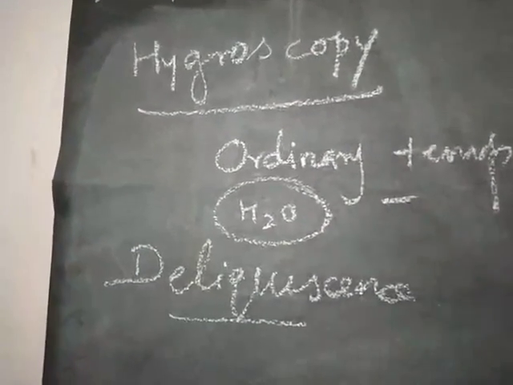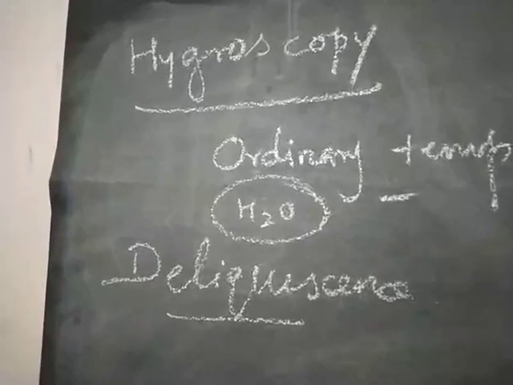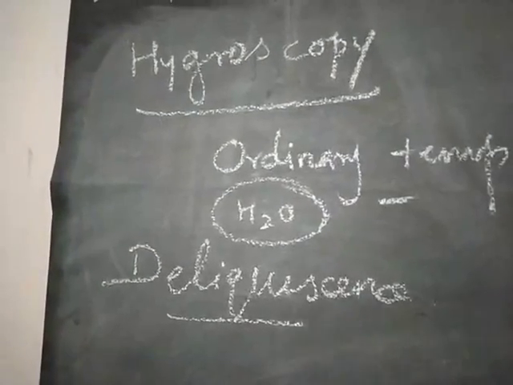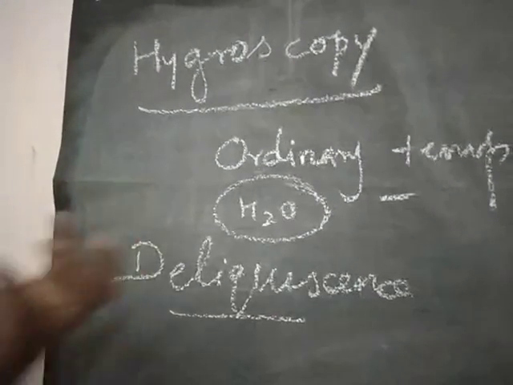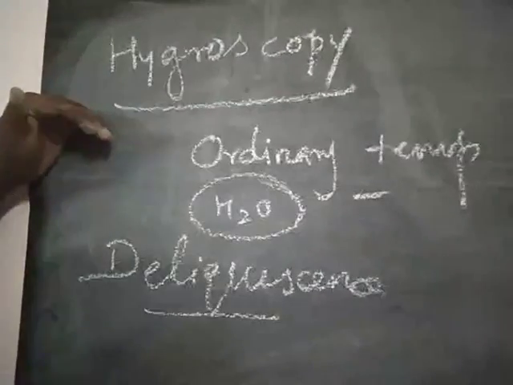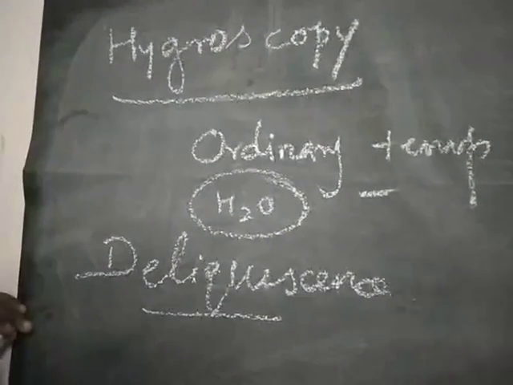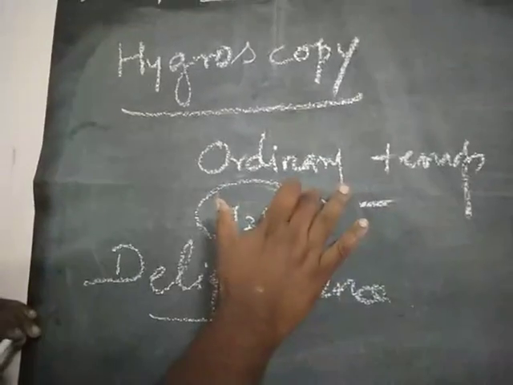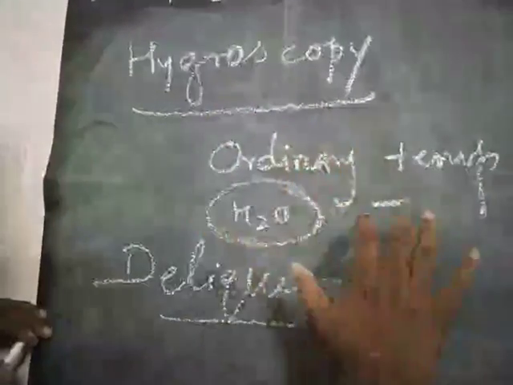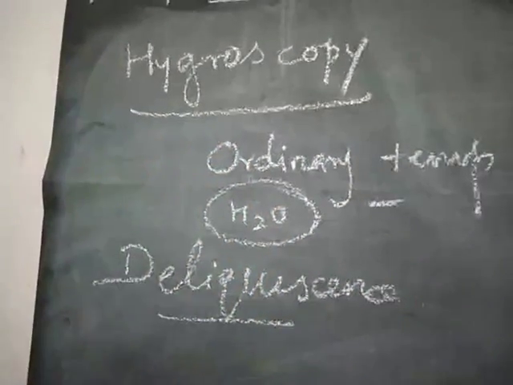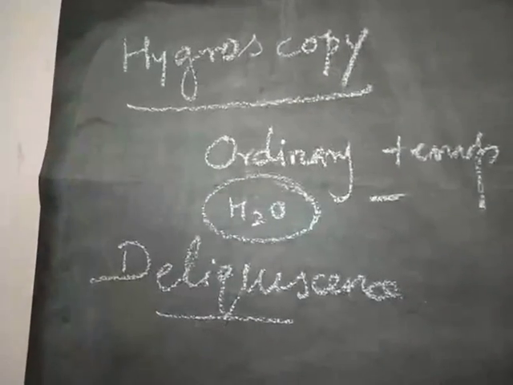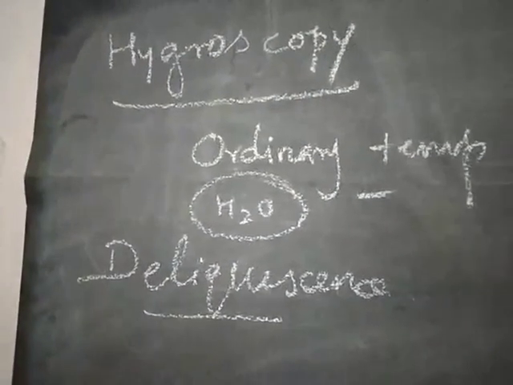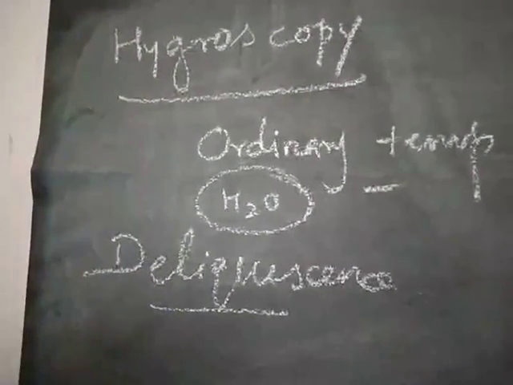Such substances are called hygroscopic substances. That entire property is called hygroscopy. So what is the definition of hygroscopic? We take the substance and keep it in the atmosphere at ordinary temperature. It will absorb the water molecules without changing its physical state.